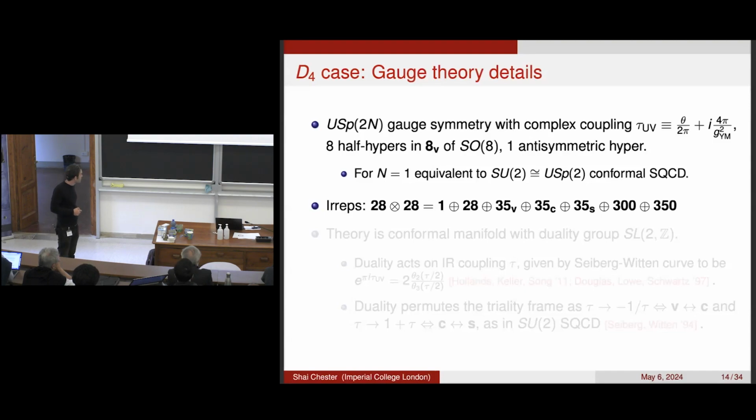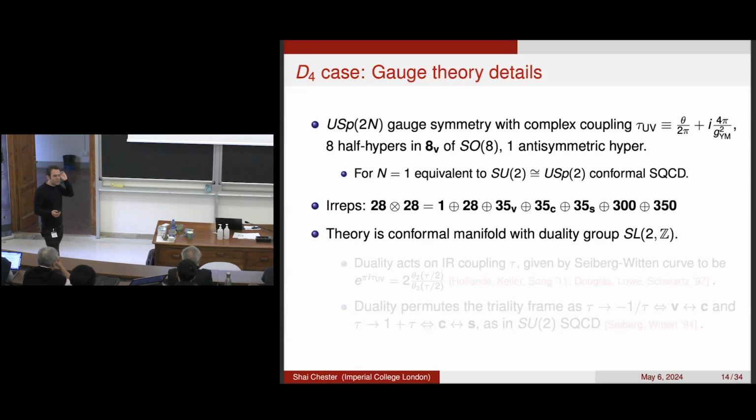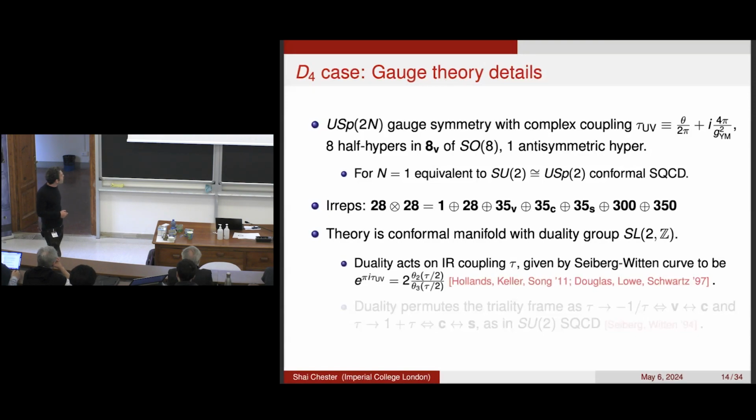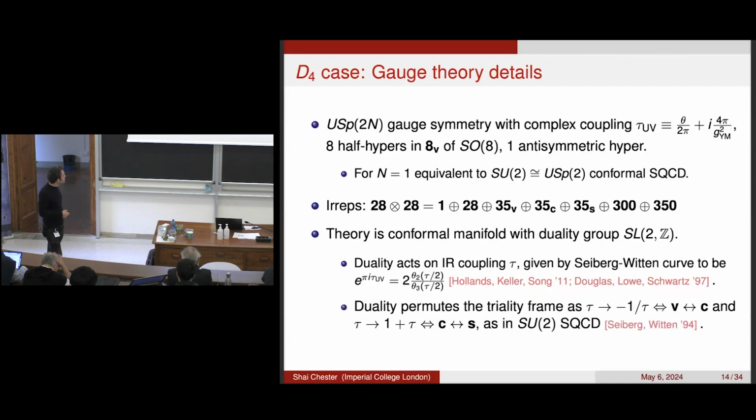The most interesting ones to focus on are these 35 representations. Recall that the group SO(8) has a triality symmetry, and so that means representations come in triplets. Something interesting about this specific theory is that the way the duality group SL(2,Z) works is that it has a non-trivial relation to the triality frame. When you do S duality, it changes V representations to C representations. Similarly, when you do T duality, it changes C representations to S representations.